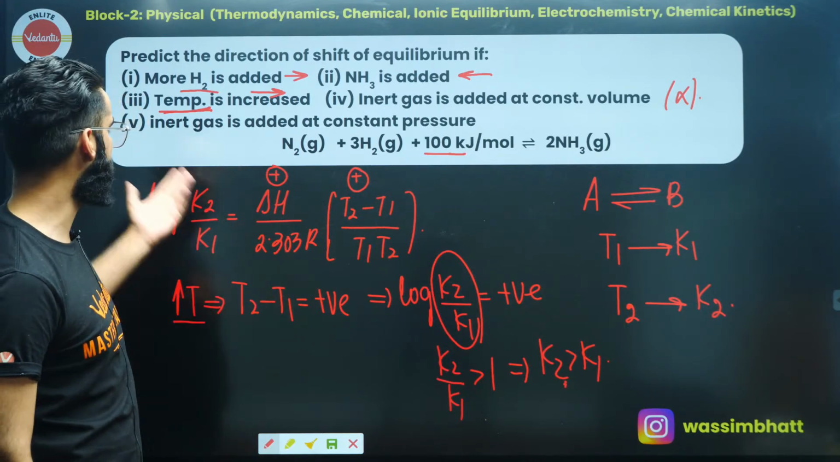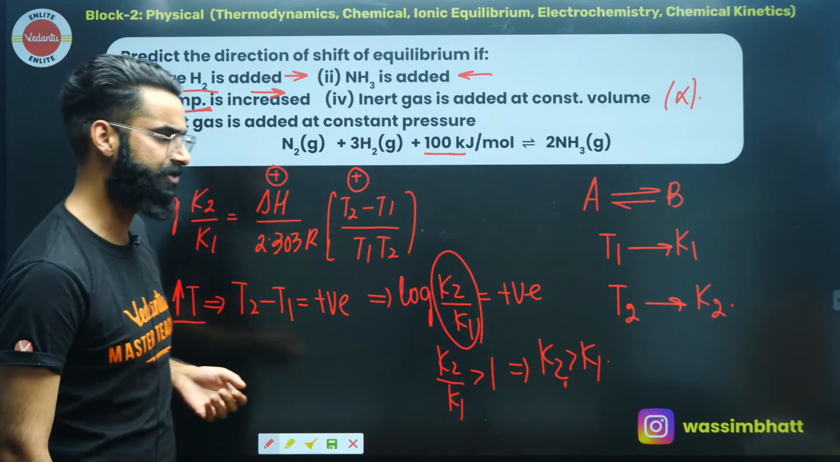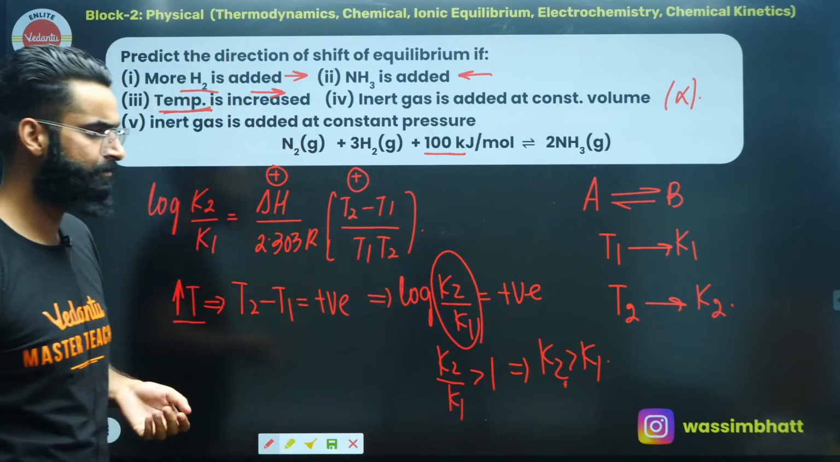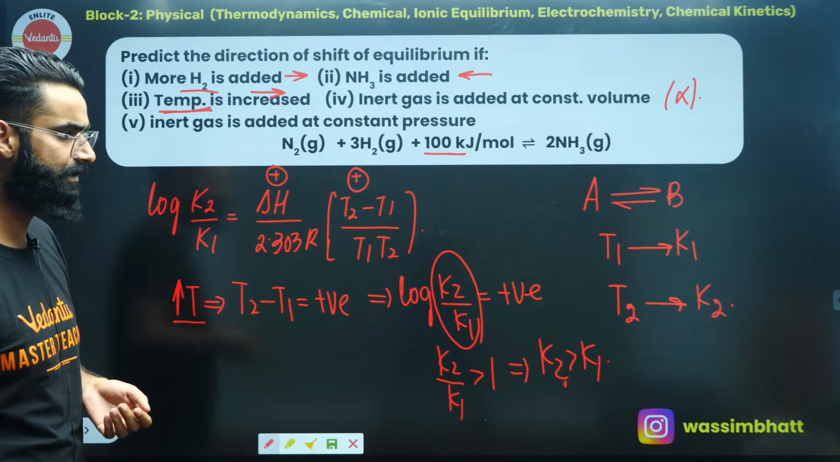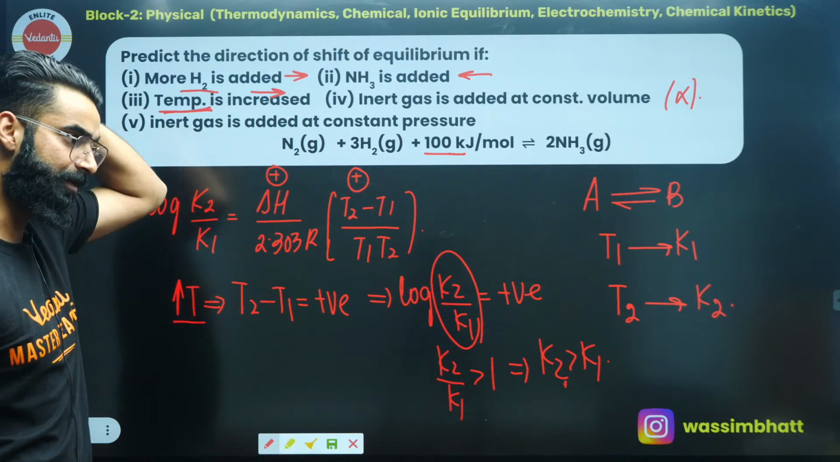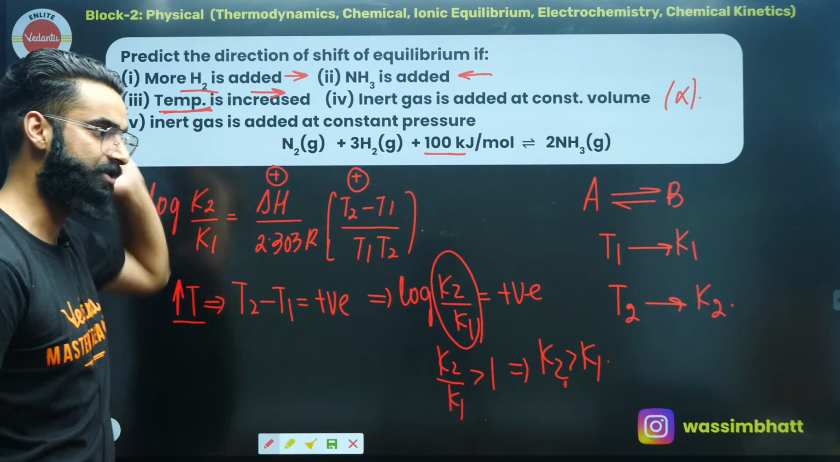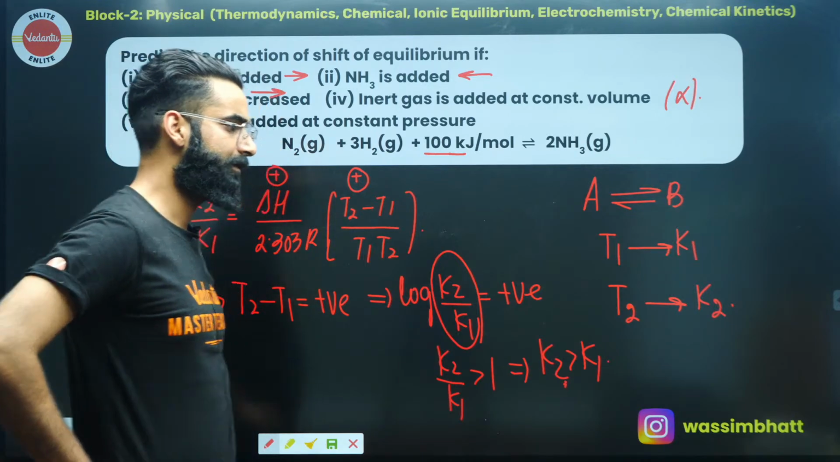Now similarly, my dear people, inert gas is added at constant pressure. You can easily solve this one as well, right? So what is going to be the direction of shift of equilibrium when inert gas is added at constant pressure? Can you let me know, my dear people?